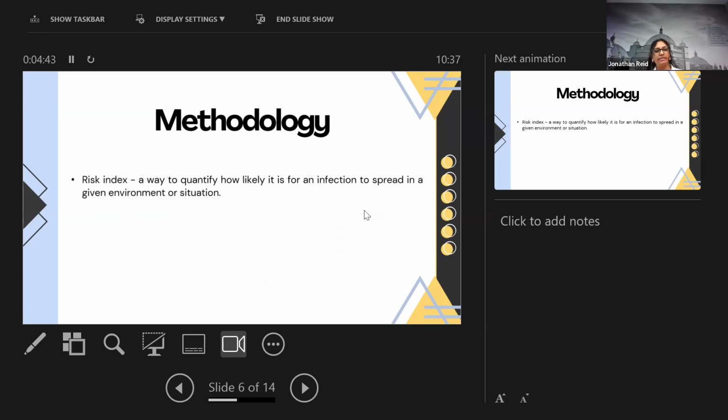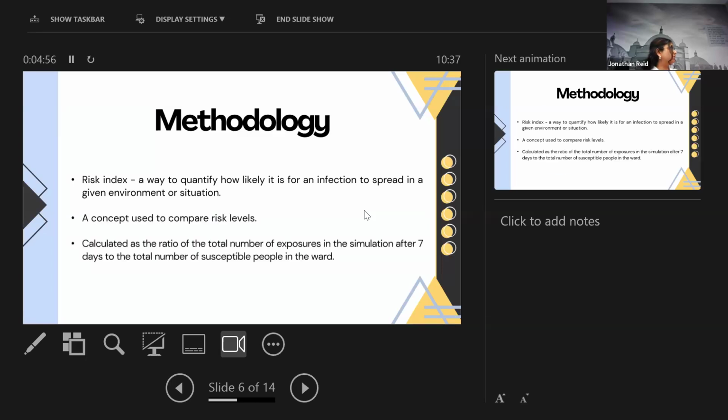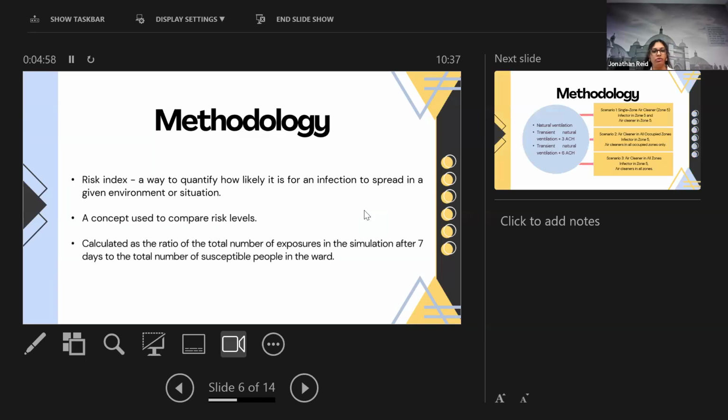And for calculating the risk index, so what is risk index? It's basically a term to understand the infection spread in an environment. It's a concept that's used to compare risk, and it was calculated as the ratio of the total number of exposures to the total number of susceptible people in the entire ward.